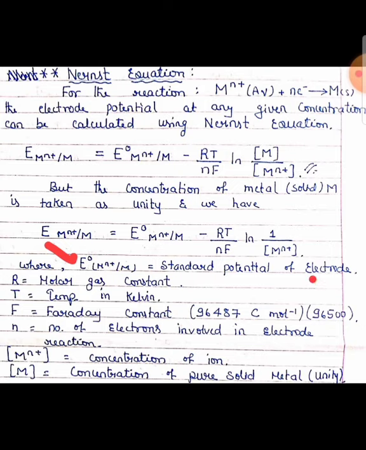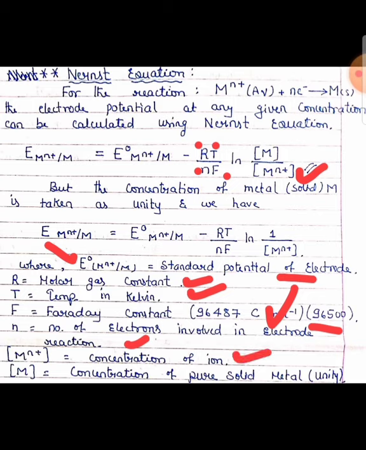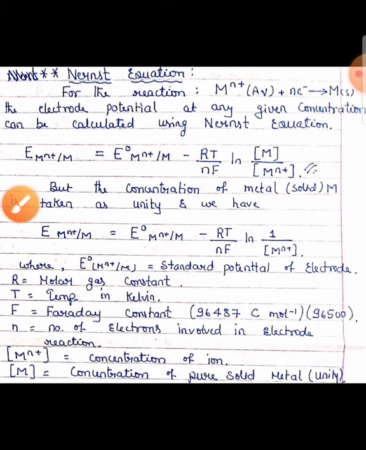is the standard potential of the electrode, R is the molar gas constant, T is the temperature in Kelvin, F is the Faraday whose value is 96,500 coulomb. 1 Faraday is equal to 96,500 coulomb. n is the number of electrons involved in the electrode reaction. And the concentration of Mn2+ is written as square bracket Mn2+, concentration of metal ion, divided by square bracket M, the concentration of pure solid metal, which is unity, nothing but 1.